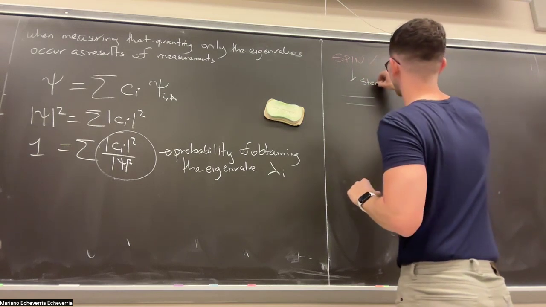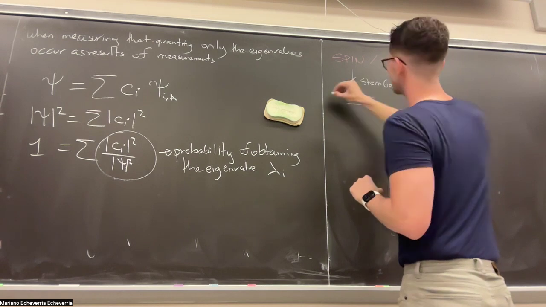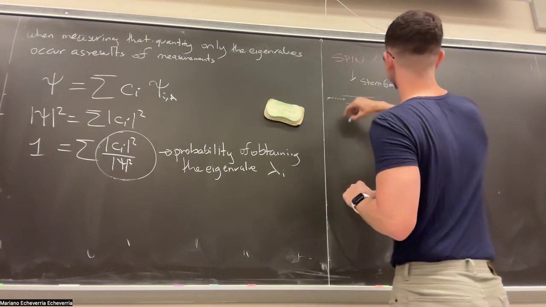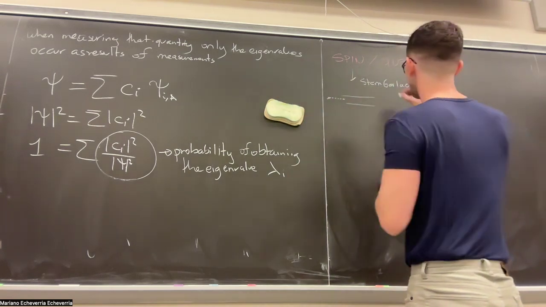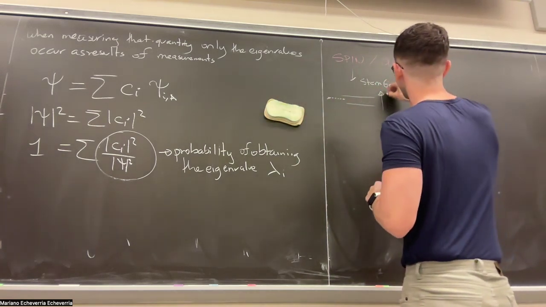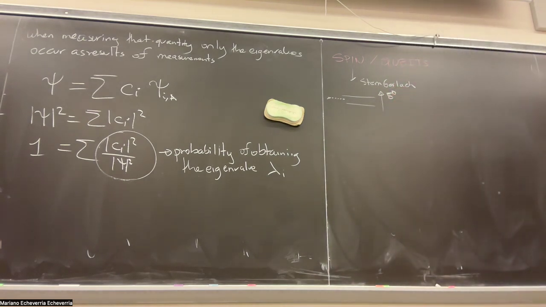So for example, in the case of spin, this is the Stern-Gerlach experiment. You have particles, like a beam that produces them, and you apply a magnetic field to them. Let's say it's a magnetic field in the z direction. Let's say that this vertical direction is z.